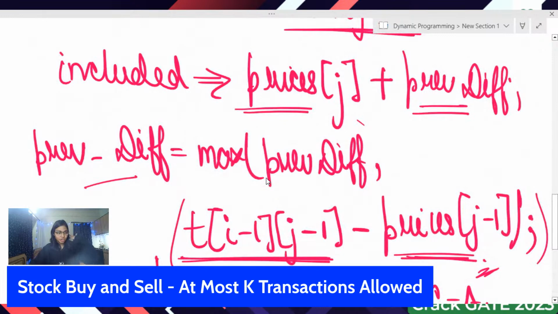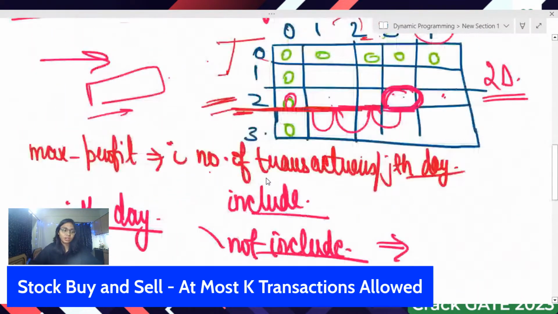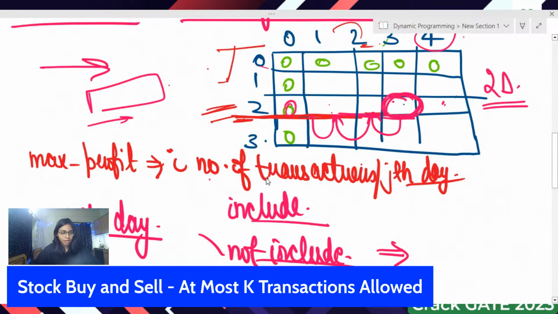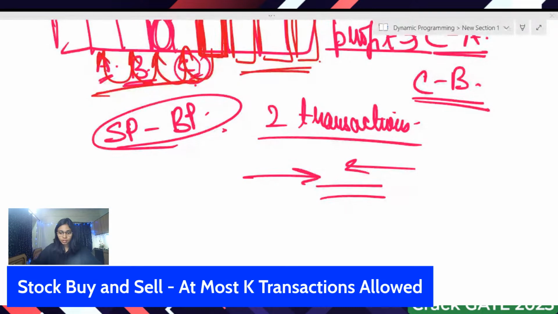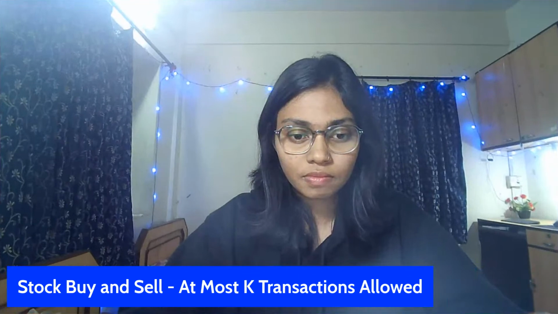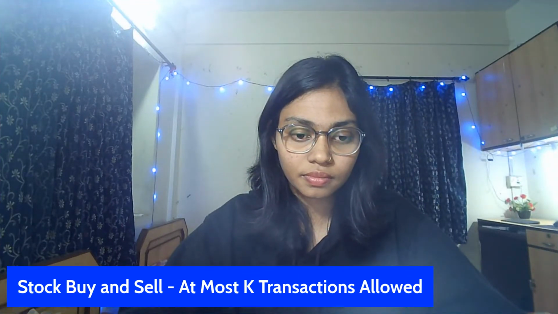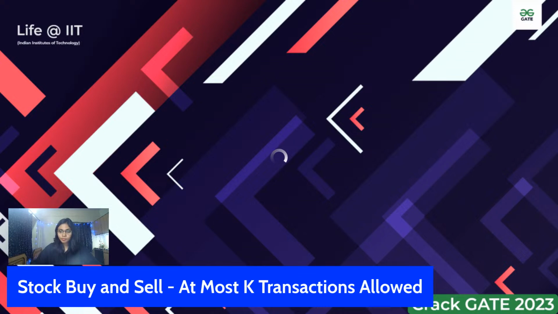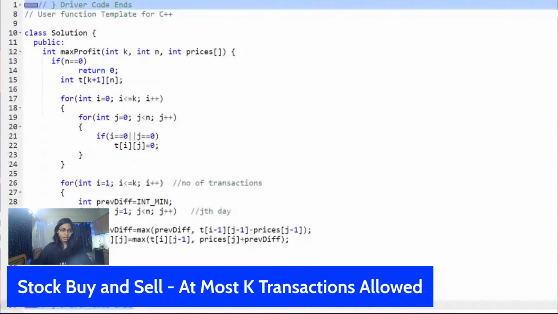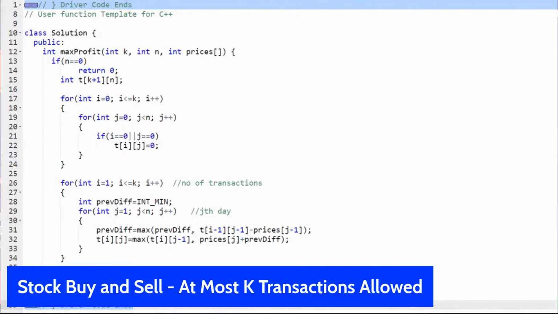In k transactions allowed, you can replace the k with the value 2, and then it will become at most 2 transactions allowed. All right, let me now share the code. Just take your time and try to analyze this code.